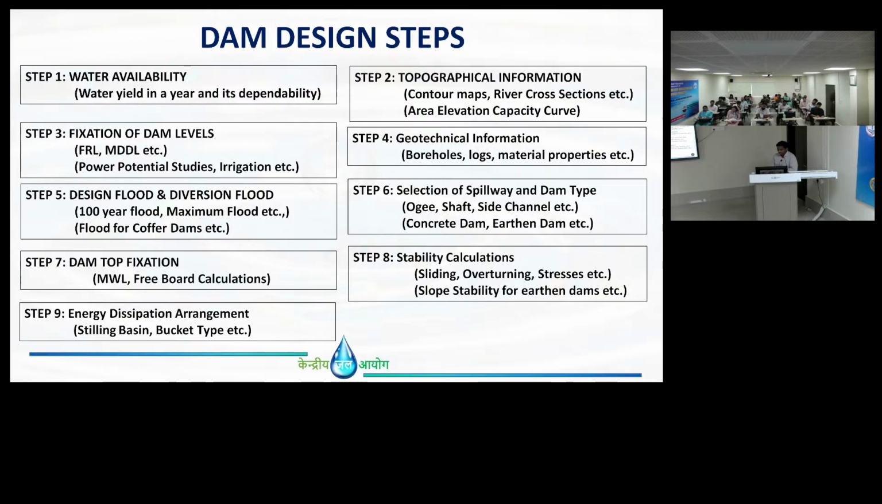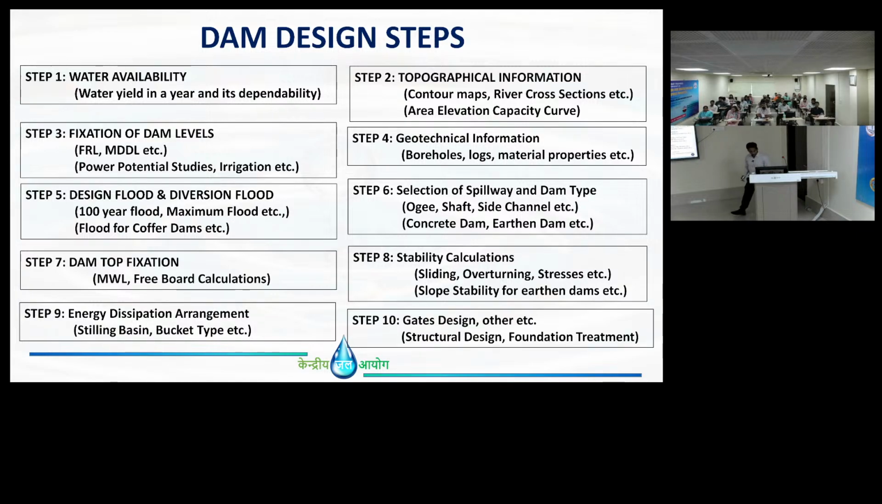So these are the 10 steps. You can add further steps also. You can do some parallel steps also wherever needed, not necessarily going step by step. But the idea is to get the dam level and the dam height. Then only you can go for the dam stability analysis.